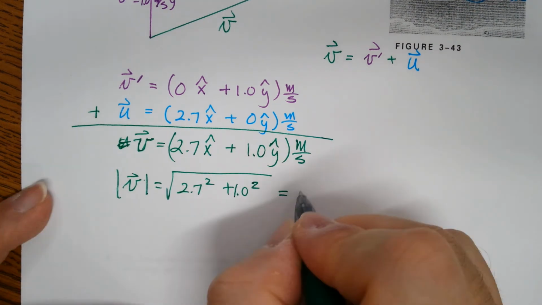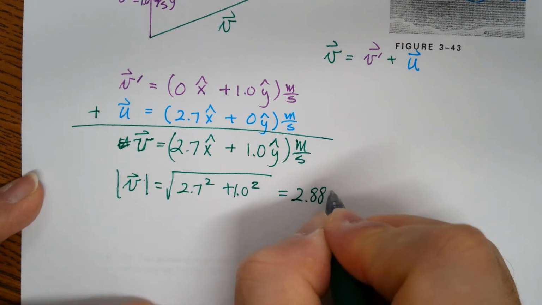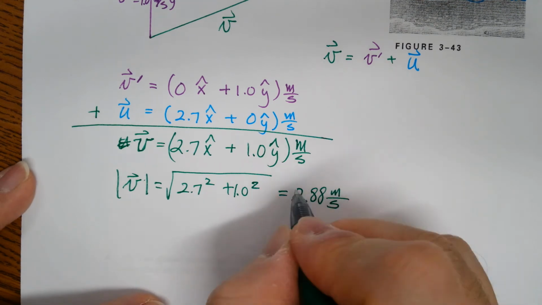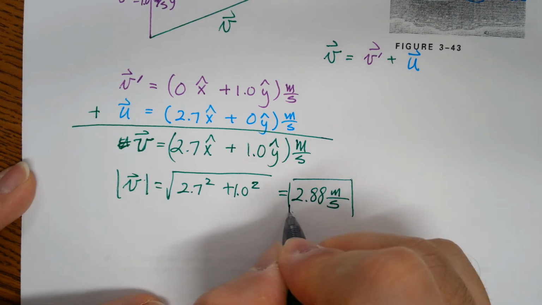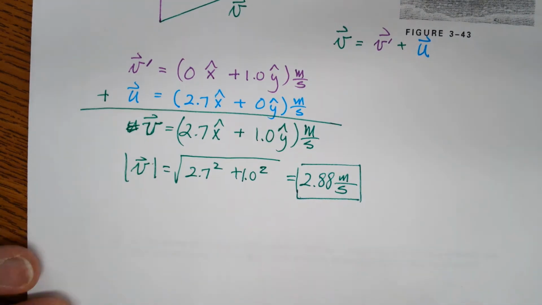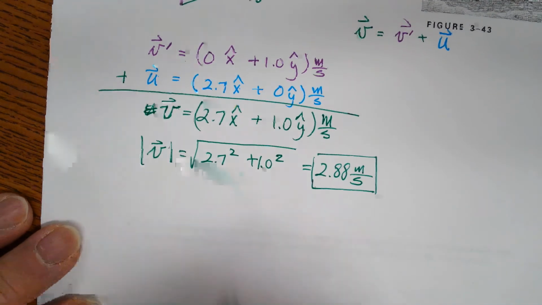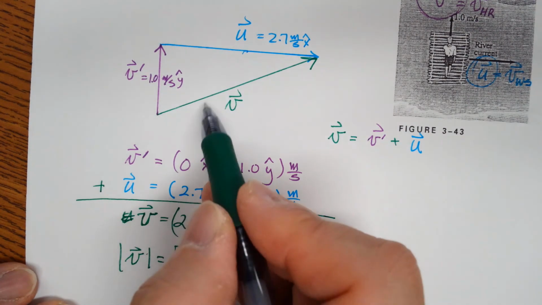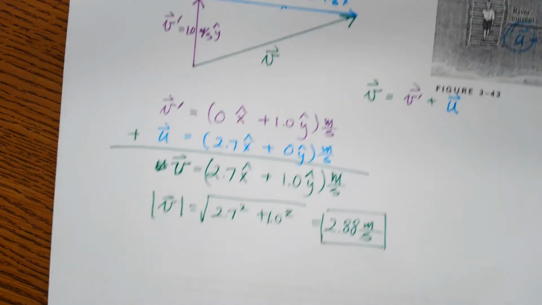And that should come out to 2.88 meters per second. Okay. And then for angle theta. Now theta, you could measure this angle here, or you could calculate this angle here, or you could calculate this angle here. It doesn't really matter.